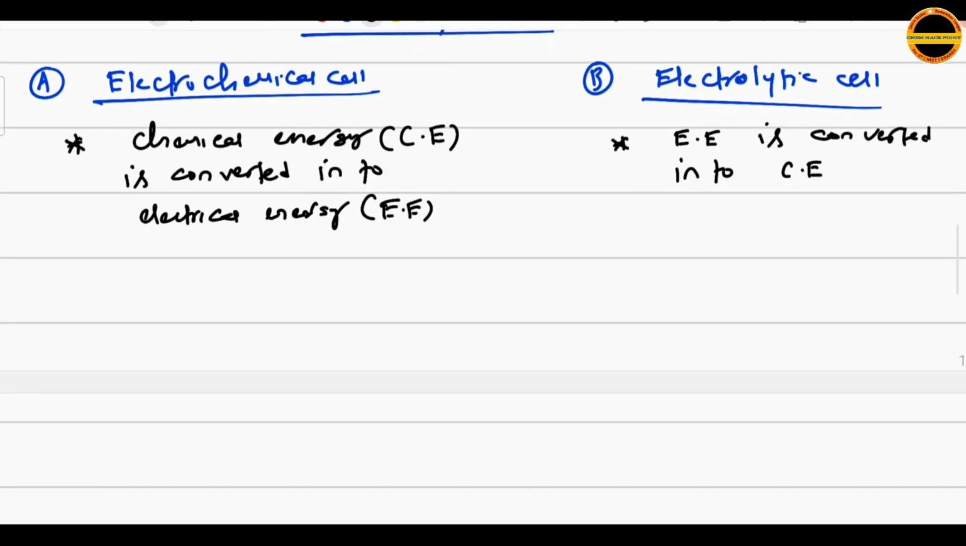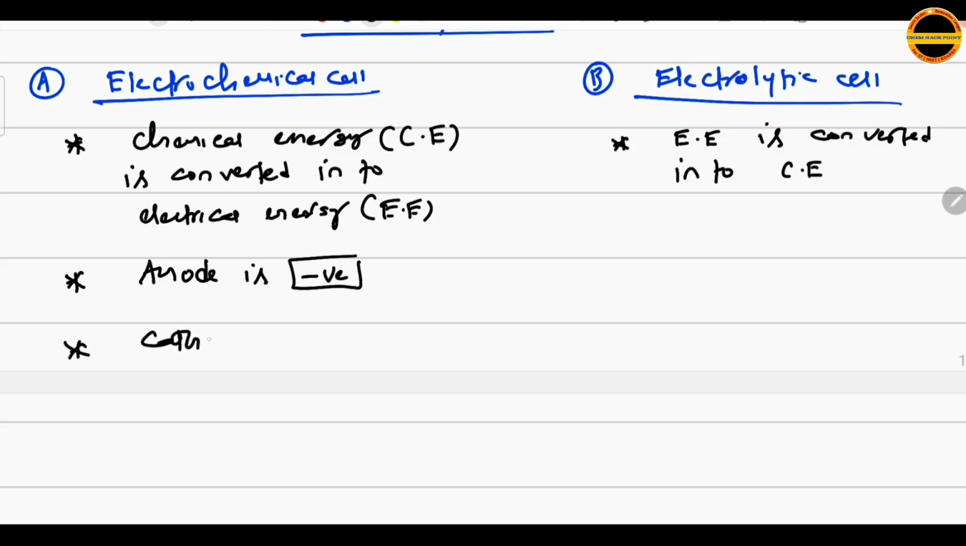So here if we observe it overall, see here: electrochemistry, electrolytic cell, electrochemical cell. First I am starting with electrochemical cell. Before going to that, in the electrochemical cell, as it is producing electrical energy, remember here anode is negative, cathode is positive. Important, these two, cathode is positive.